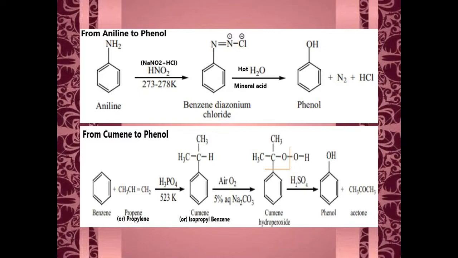Then that isopropyl benzene, in the presence of air and 5% aqueous sodium carbonate, gives cumene hydroperoxide. Cumene hydroperoxide means we just add 2 oxygens in cumene. Afterward, when we add sulfuric acid, whatever product we get, as I indicated here, is acetone and phenol.